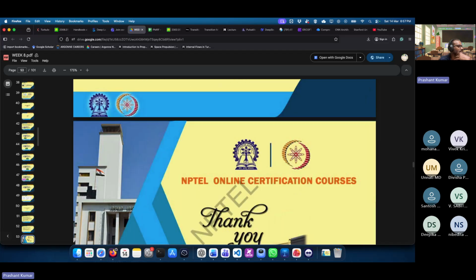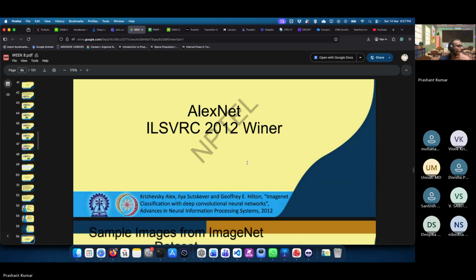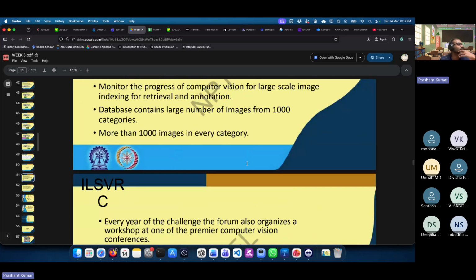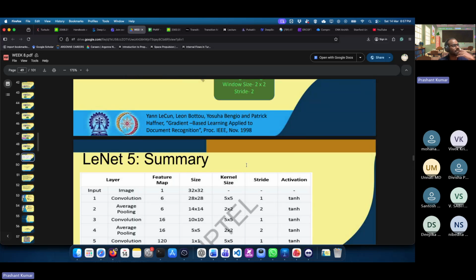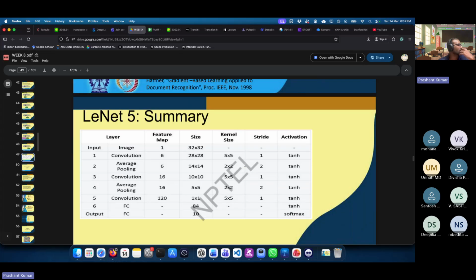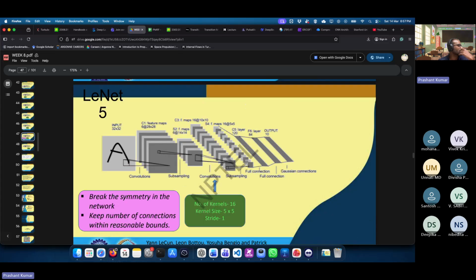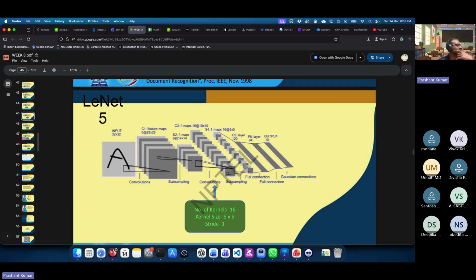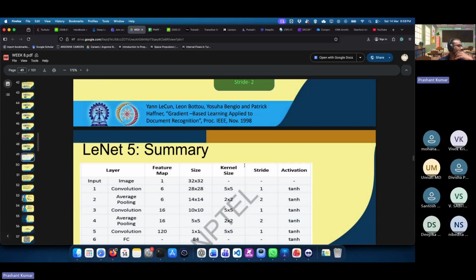Okay, so we will come to that image later. So this is what a simple LeNet looks like. And this was the winner of this ImageNet challenge in 2012, I guess, right?